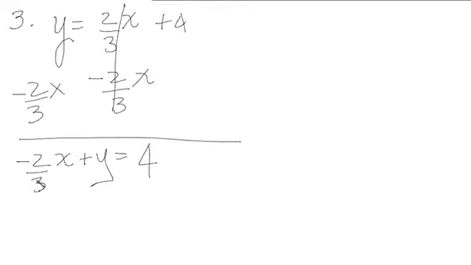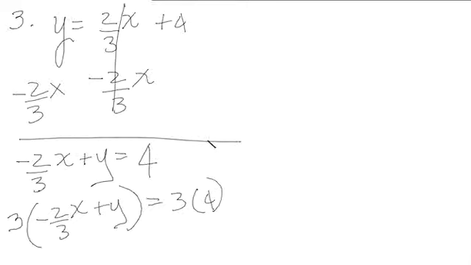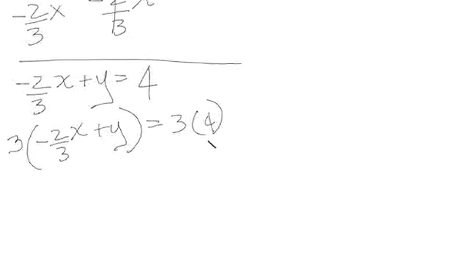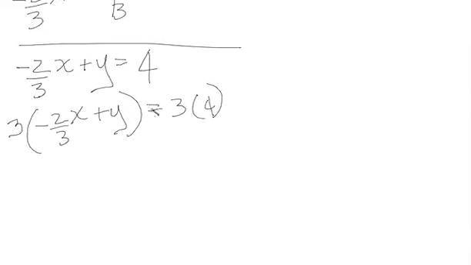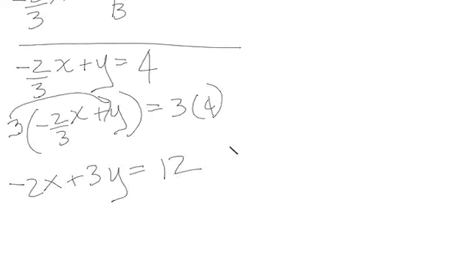So we look at the denominator and say, I could multiply every single term by 3 and get rid of the denominator here. So 3 is what I'm going to multiply by, and I'm going to make sure I multiply by 3 on the other side because I have to follow the golden rule. What's 3 times negative 2/3? The 3 is going to cancel out, and I'm left with negative 2x. Then 3 times y gives plus 3y, and that's going to equal 12. All right, so there you go. That is how you do it.